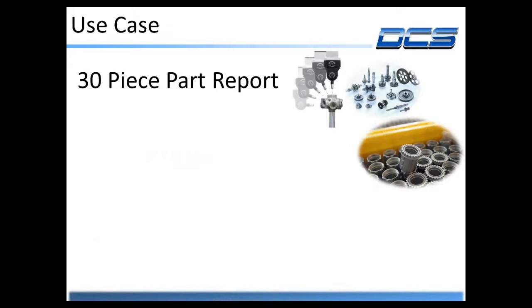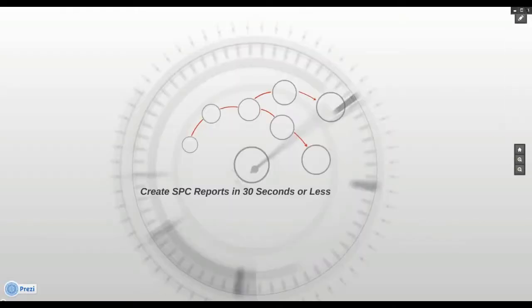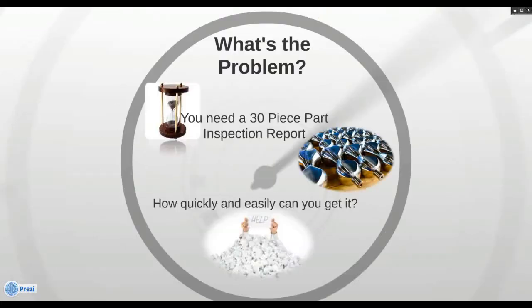So, talking about a use case, this will kind of put into perspective the traditional method versus using QDM 3D to quickly create reports. As an example, let's say you're told you have to create a 30-piece part report. I have a quick Prezi to walk through real fast how you can create a report very quickly. But to begin, let's start with the problem. You need a 30-piece part inspection report, and your boss wants to see it within a week. How quickly and easily can you get it?